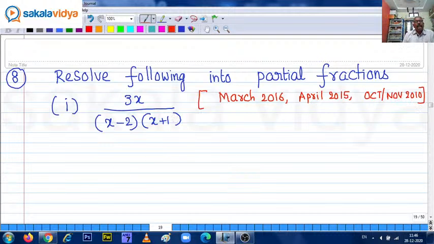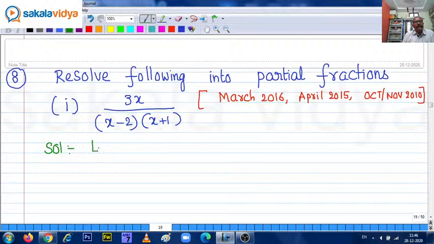So now this is actually called a proper fraction. We need to find out the partial fractions, meaning we need to split it into two proper fractions, the sum of two proper fractions. That is called resolving into partial fractions. So now this is type 1, model number 1. First consider the solution like this.